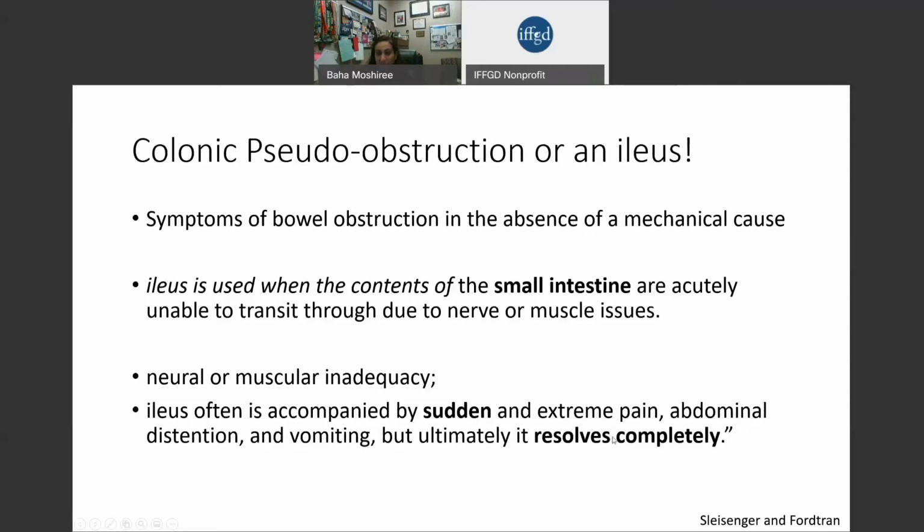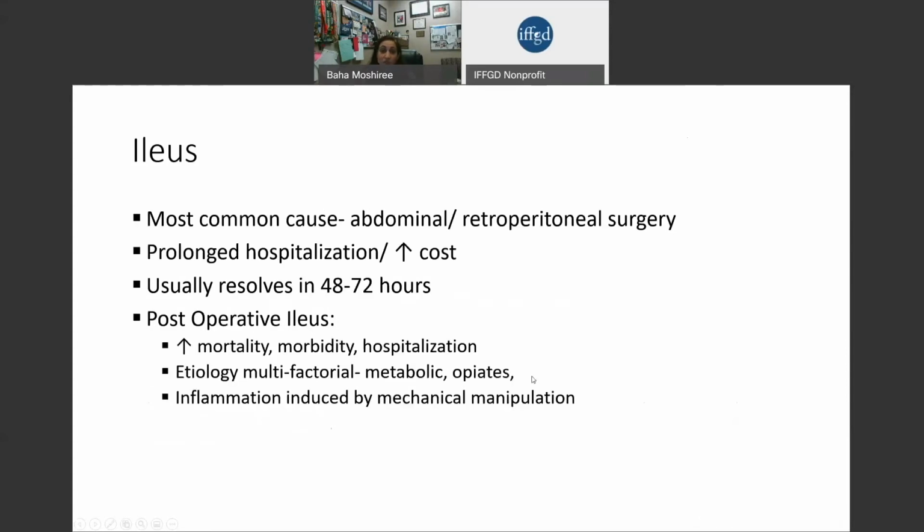So patients usually have extreme abdominal pain. It comes on suddenly. The abdomen is just very distended, tight. The patient may vomit, and then hopefully it resolves completely. The most common cause of an ileus is either abdominal or retroperitoneal surgery. And this is a common cause of hospitalizations and what revs up the cost of hospitalizations in the country. It usually resolves in 48 to 72 hours.